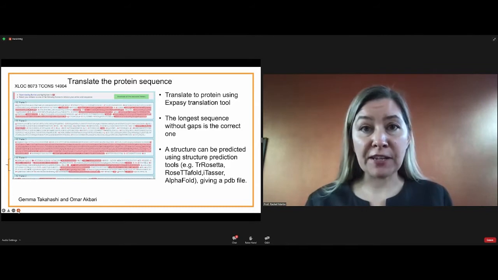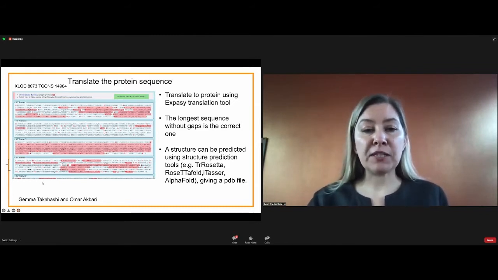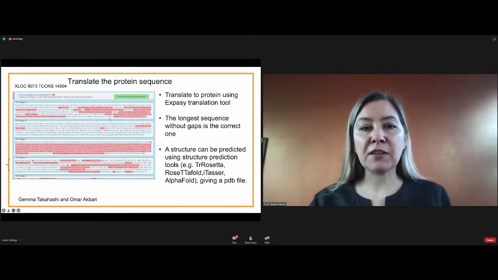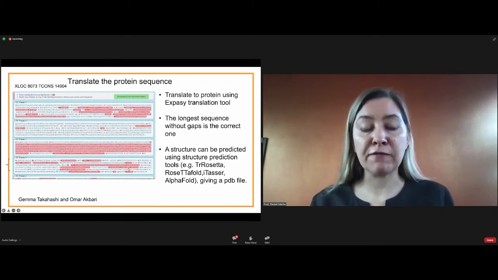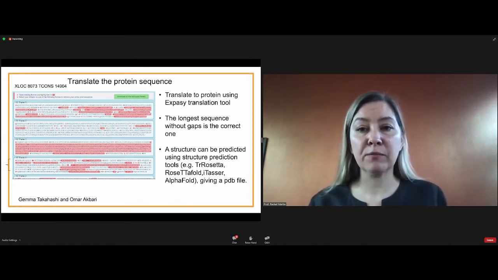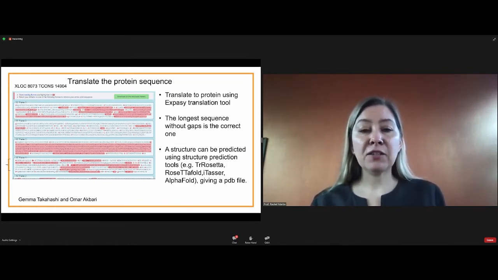Usually it's pretty obvious when you put it in, because when you see a long, unbroken sequence between the start and stop without any gaps, probably that's the right one. None of these other reading frames have anything that's long enough to be a real protein. And it's almost always the case that you can tell pretty well. And so now we have our sequence.